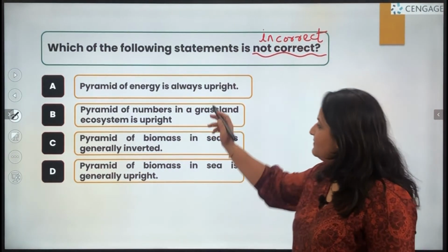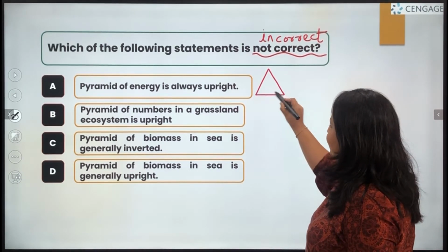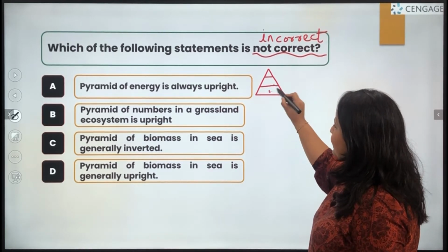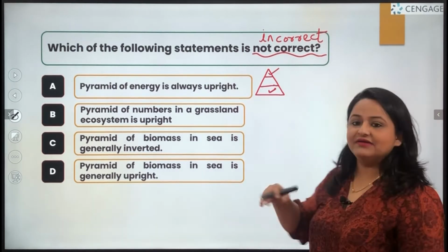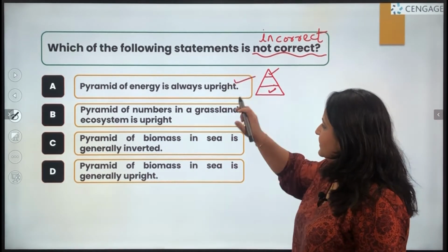So obviously the pyramid of energy will always be upright, that is in this formation. And these are the various trophic levels. The highest energy will be here at the base trophic level, and the lowest energy will be at the topmost trophic level. Then this is a correct statement.